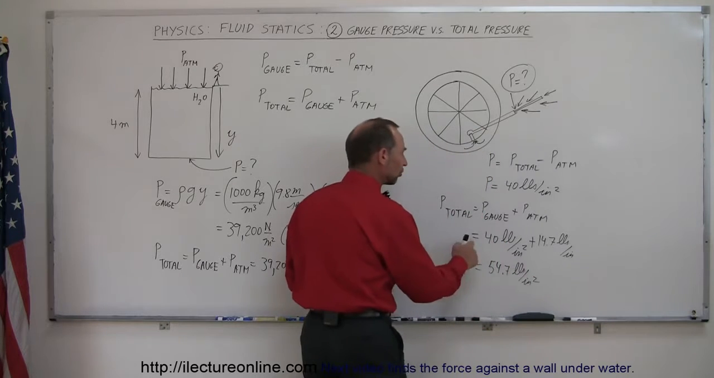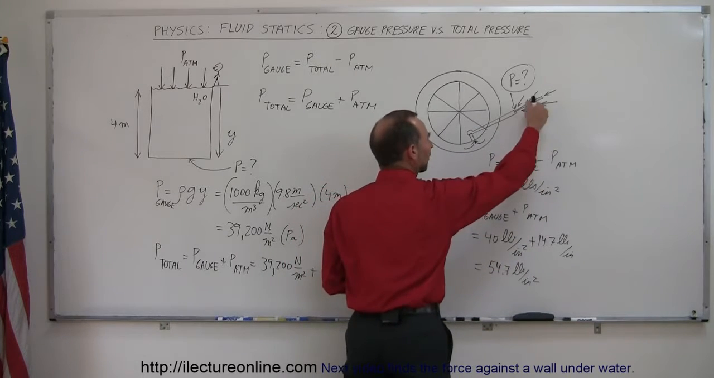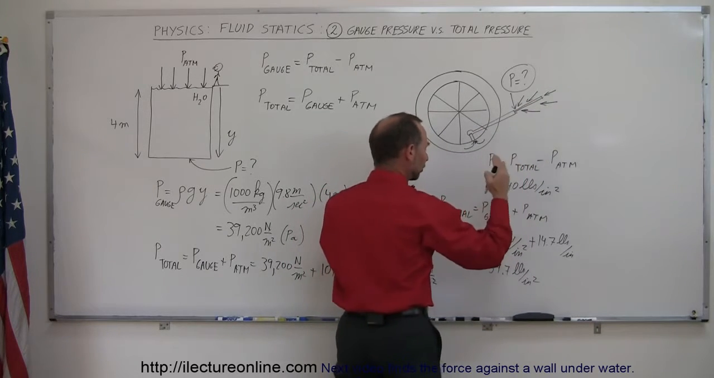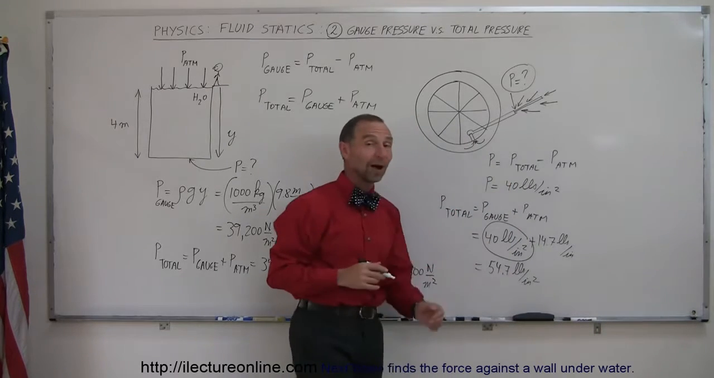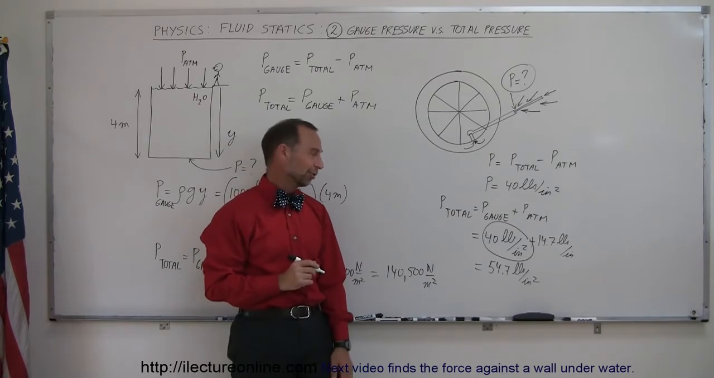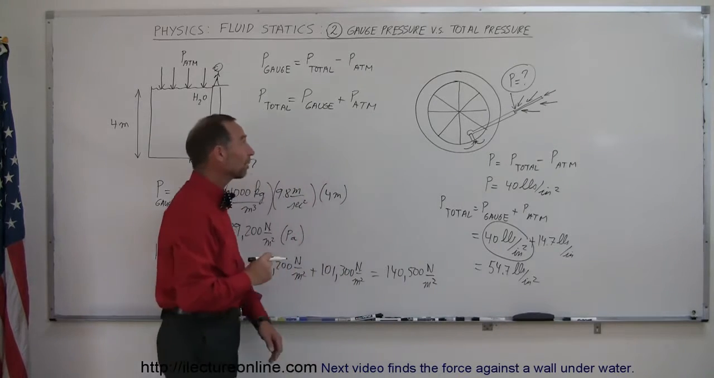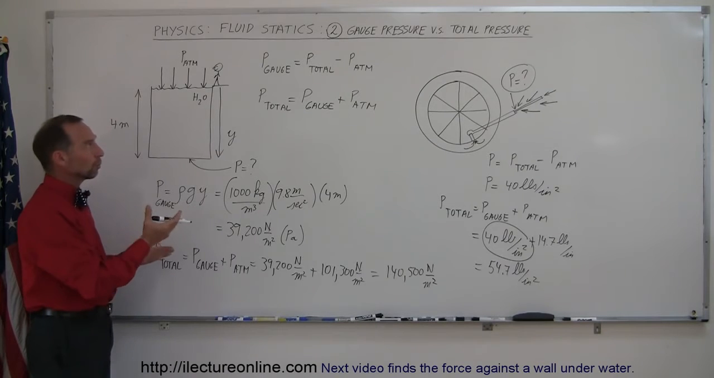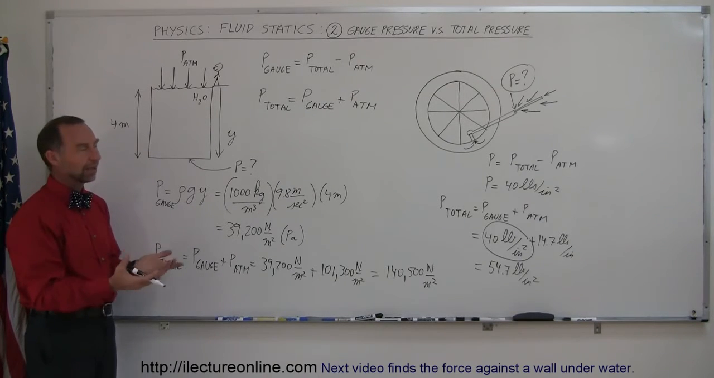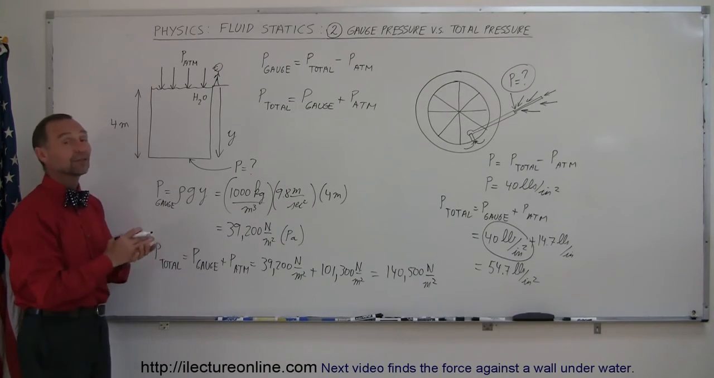But then the gauge pressure subtracts that, because we have air pressure pushing in the other direction, and so you're only measuring the gauge pressure. That's also why it's called the gauge pressure. And that's how you do a problem like that. So here you can see very clearly what the difference is between gauge pressure and total pressure, and how atmospheric pressure is simply the difference between the two.